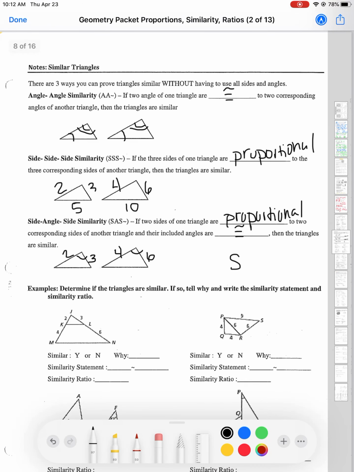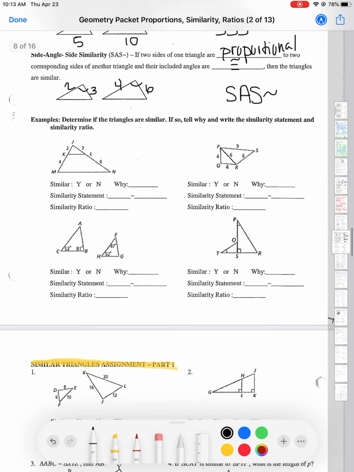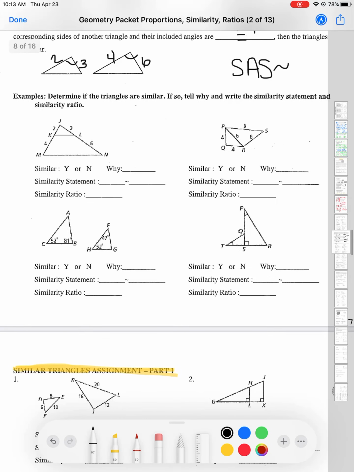We say SAS, oh gosh, I'm so sorry guys. My finger hit. We say SAS similarity. SSS similarity. Angle, angle, similarity. Just not to get confused.